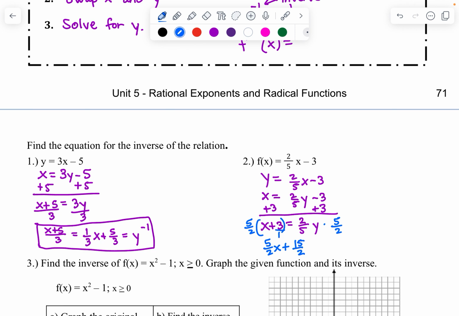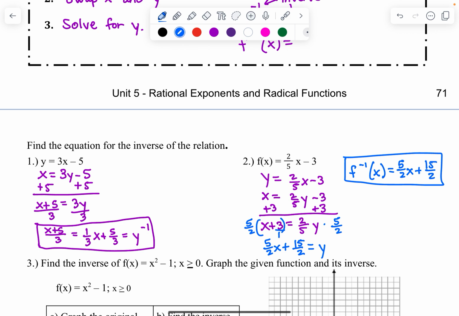Remember, when you take a fraction times a whole number, the whole number's denominator is a 1. So we do the 5 times 3 to get 15, 2 times 1 to get 2. And on the right side, we'd get 10/10, which is just 1. So we solve for y, but again, because it was in function notation initially, we should go back to that and say f inverse of x equals the 5/2 x plus 15/2. And there's our inverse equation.